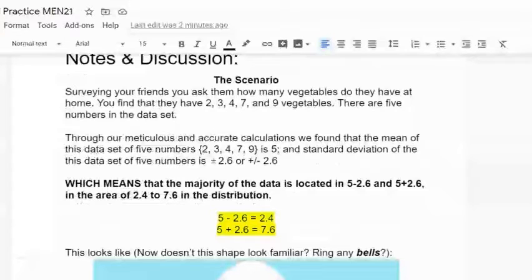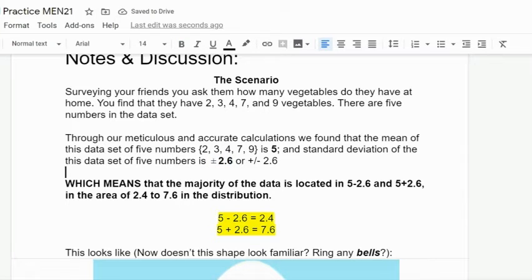Through our meticulous and accurate calculations, we found the mean of the data set of the 5 numbers was 5. So we're talking about the original data set, not the mean of the differences. We're talking about the original data set. So that is 5. So let's keep an eye on that 5. I'm just going to bold it. And then we found the standard deviation was plus or minus 2.6. Now the plus or minus is really significant in a moment.